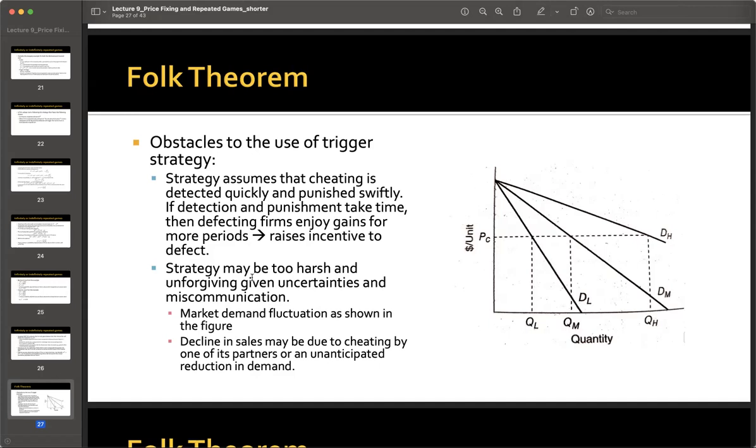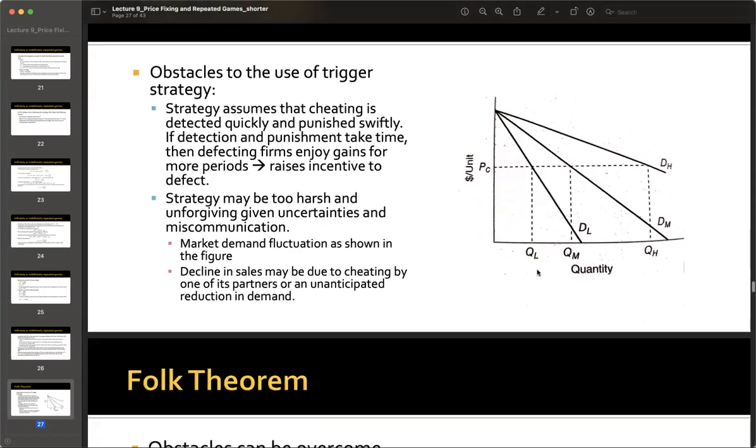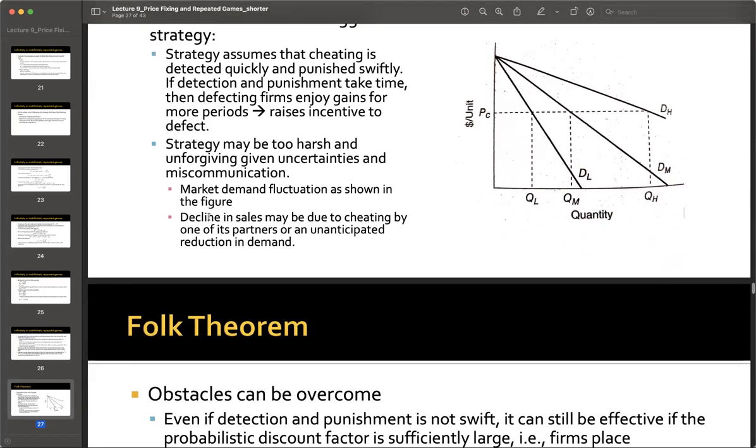Sometimes the strategy may be too harsh given uncertainties and miscommunication. Okay, so if I see my profit go down, then I will initiate the punishment phase prematurely, because pala what happened was the demand shifted down. That's why profits fell. So the decline in sales may be due to cheating by one of its partners or an unanticipated reduction in demand.